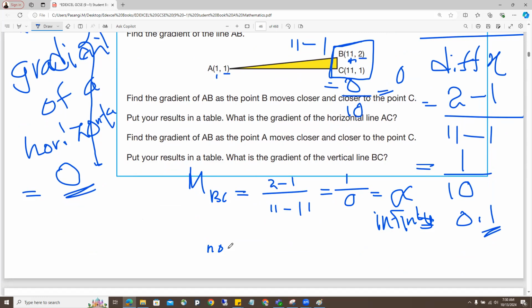It says something like not defined. It's giving an error. That's why. So this value we define as infinity, and we also call it not defined.